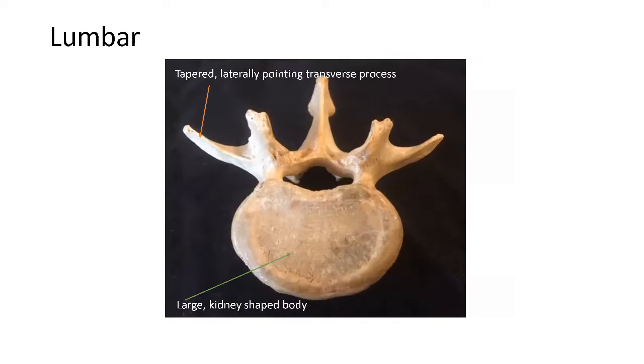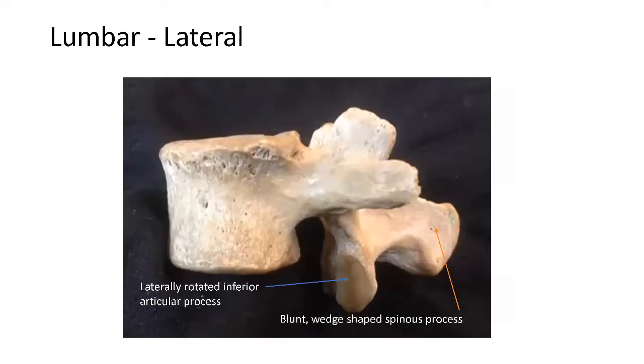Lumbar. Lumbar has these large kidney-shaped bodies. It's this big, large body. We have the tapered, laterally pointing transverse process that kind of sticks out sideways. Laterally, we can see that this is rotated medially. The superior articular process is rotated medially, while the inferior articular process is laterally rotated. But again, it's the spinous process. This is blunt and wedge-shaped that will give you the biggest key to the lumbar.